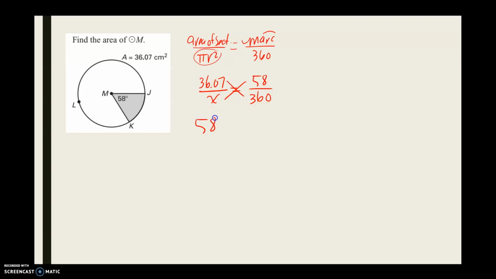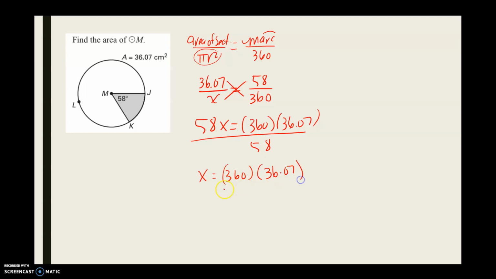So I'm going to get 58x is equal to 360 times 36.07. And then to get x by itself, divide both sides by 58. So in your calculator, you should be doing 360 times 36.07 divided by 58. So you get the area of your circle to be approximately 223.9.